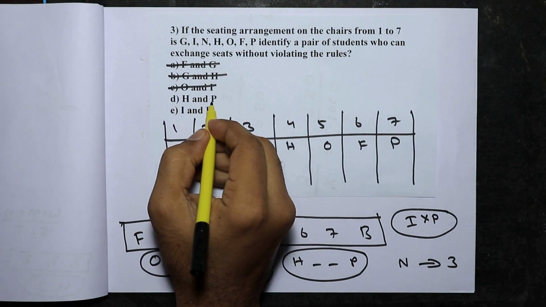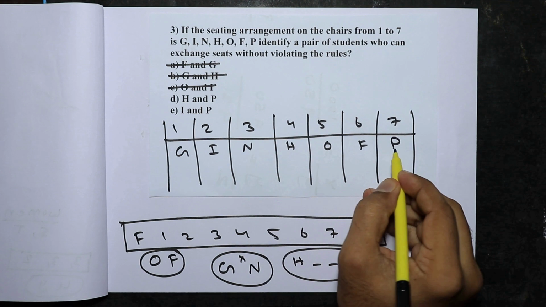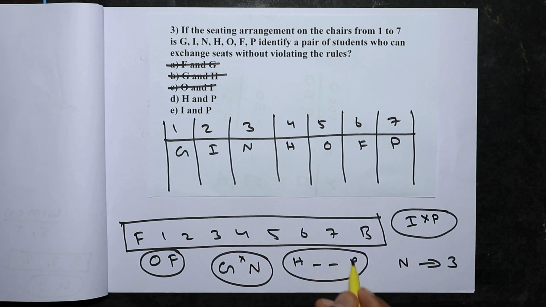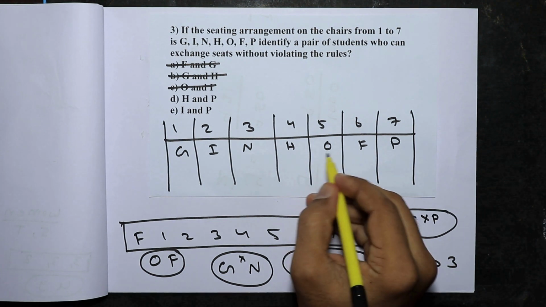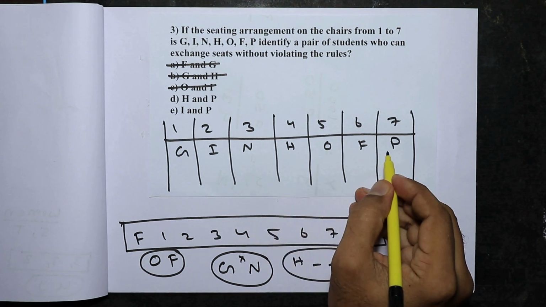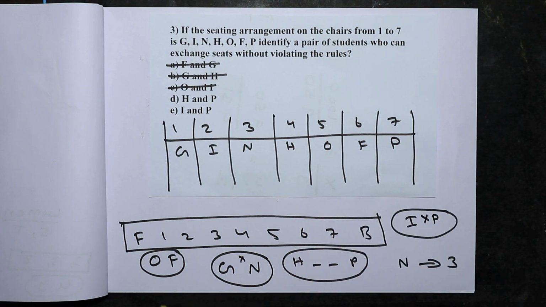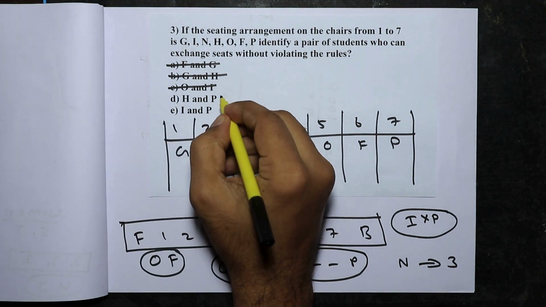Next one is H and P. H is here, P is here. Now H and P can be interchanged. This rule will still be satisfied. There will be exactly 2 chairs between H and P. H and P can be interchanged. So you can see that the other rules are not violated either. So the correct one is option D.